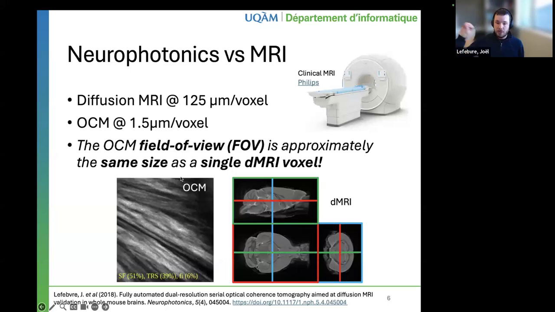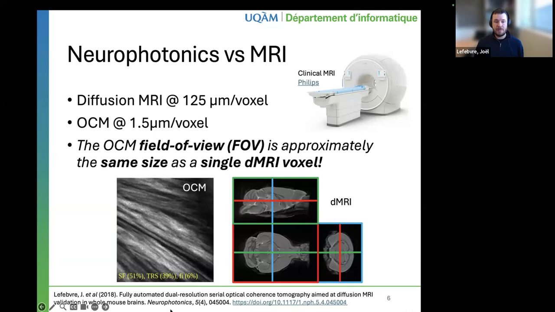And we were able to register all our OCM images and find where they are in the MRI brain. And just to compare, the OCM lateral resolution in the image plane is 1.5 micron. So we can see a lot more detail about the fiber architecture. So here, what I want you to realize is that with microscopy, if we are able to co-register the microscopy data on the MRI, it gives us a whole other view of what is happening in the brain.